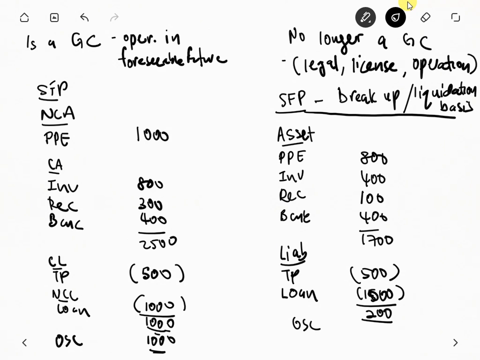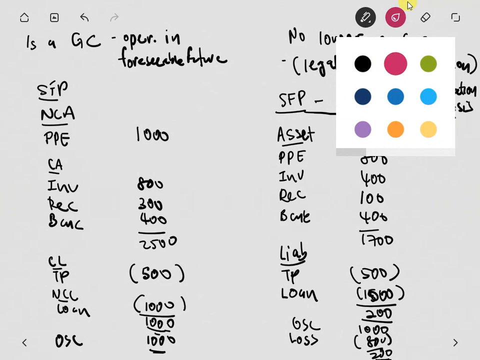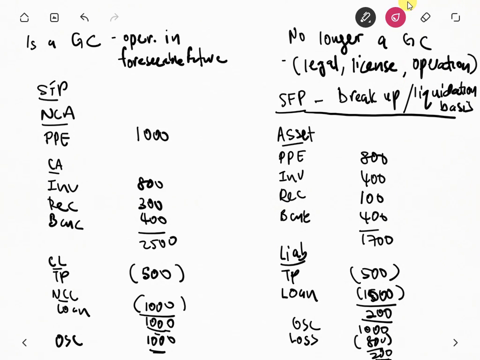Ordinary shares were 1,000, which means I made a loss. Accumulated losses of 800, because the balance is 200. Where did the 800 come from? Here. 1,000 reduced to 800, down by 200, down by 400, and down by 200. Yes, down by 800. All these are impairments, written off as expenses.